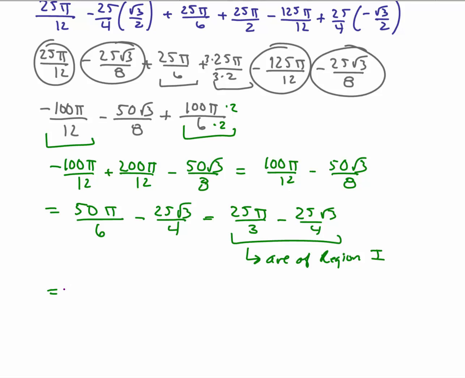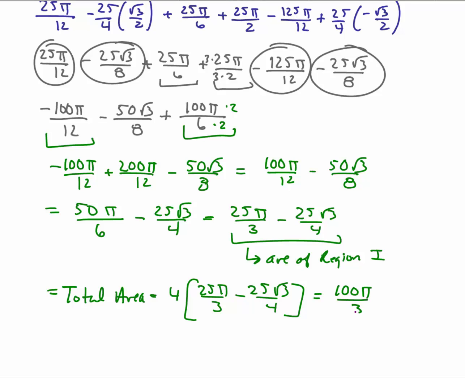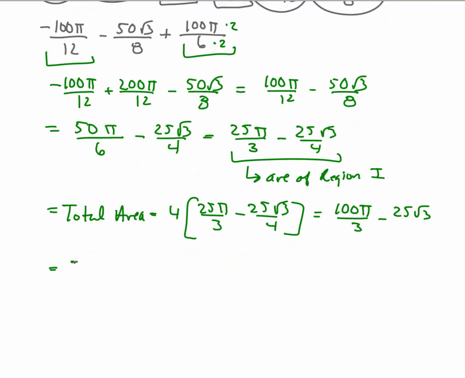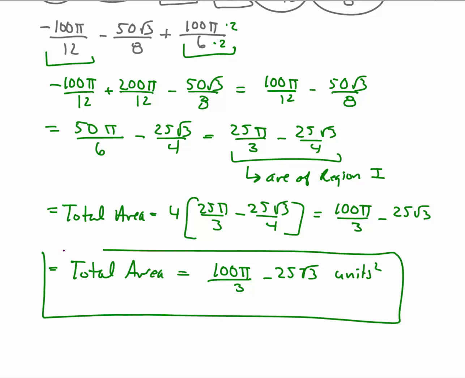And what we want to do is multiply that by 4. So our total area would be 4 times all this. 25 pi over 3 minus 25 root 3 over 4, which would be 100 pi over 3. I'm going to distribute that 4 minus 100 over 4, which is minus 25 root 3. So my area for all of those regions is 100 pi over 3 minus 25 root 3 units squared, because again it's area.